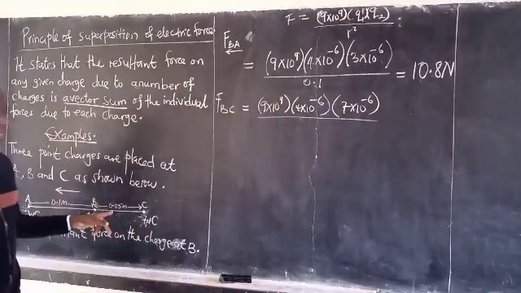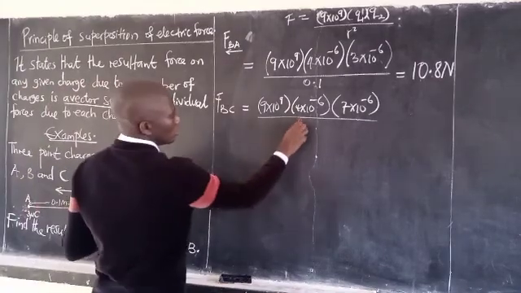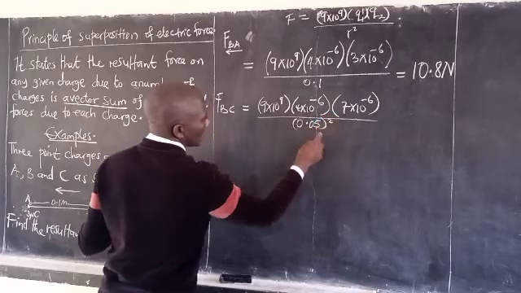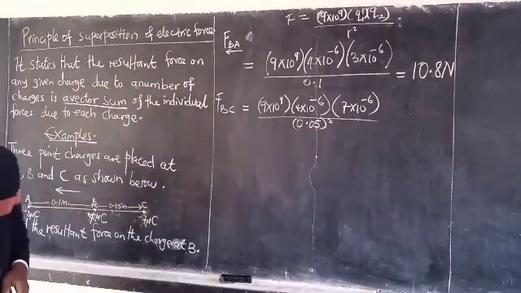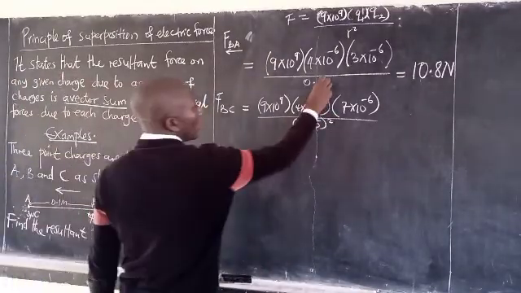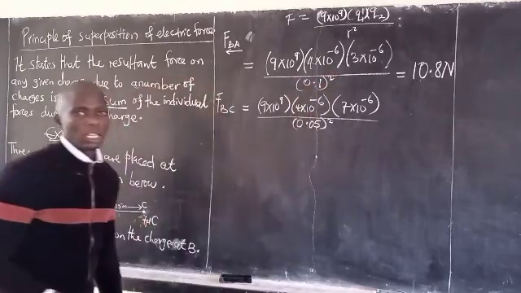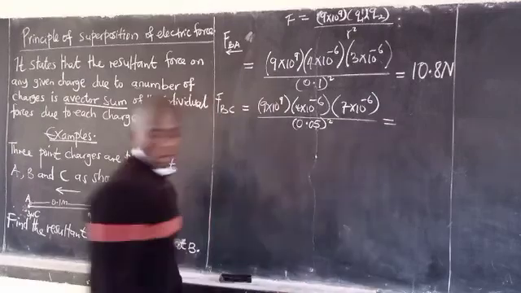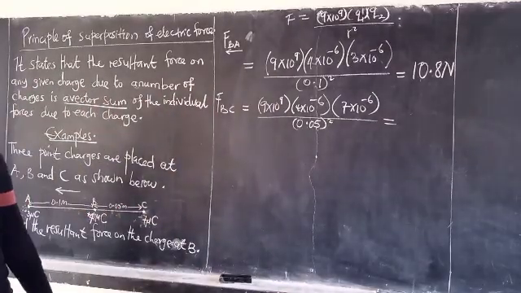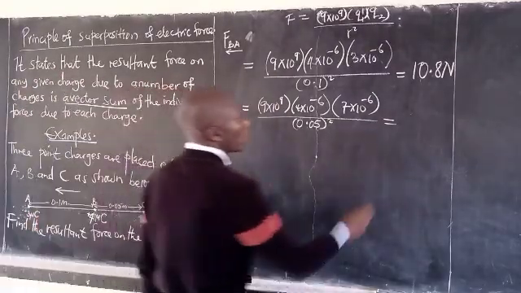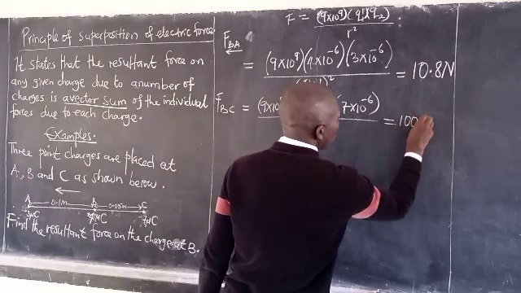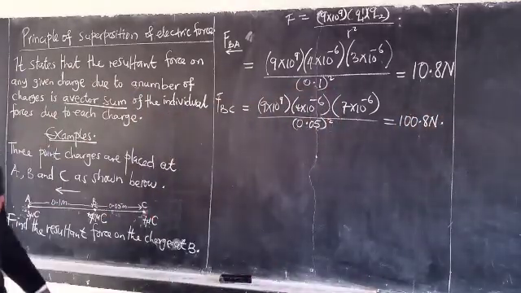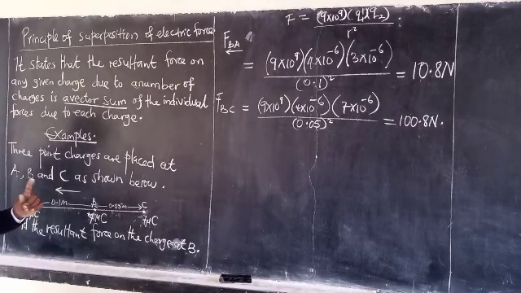Then this one is 7 exponent -6. Then the separation is 0.05 in meters. If this one is not in meters, it's good to first change it to meters. And when you press this on your calculator, you get 100.8 newtons. But in which direction?